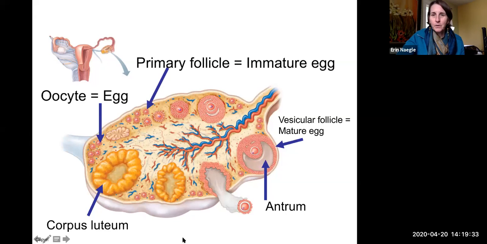The vesicular follicle is the mature egg and all of its surrounding cells. So this whole thing would be the vesicular follicle. As that vesicular follicle continues to develop, it gets this thing called an antrum, and this is fluid that is surrounding the egg. And as this continues to mature, you can see it starting to happen here, more and more of these cells go through apoptosis. And so the egg and just a few of those follicular cells surrounding it become separated from the rest of these cells, so that when ovulation occurs, it can easily be released.